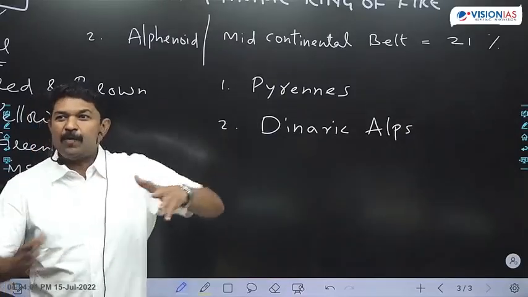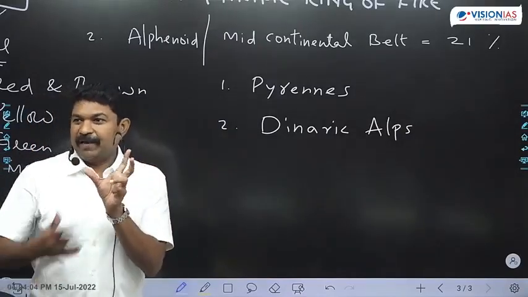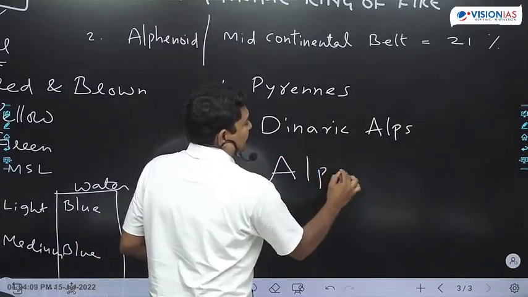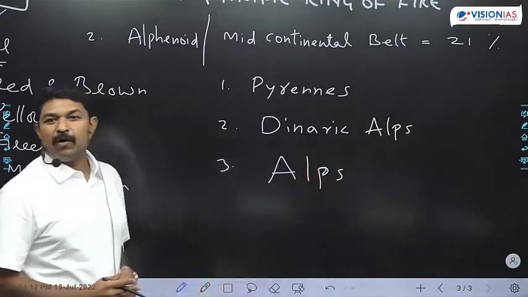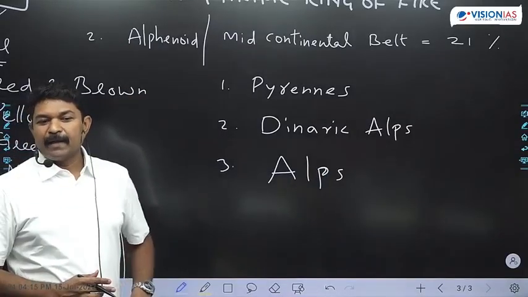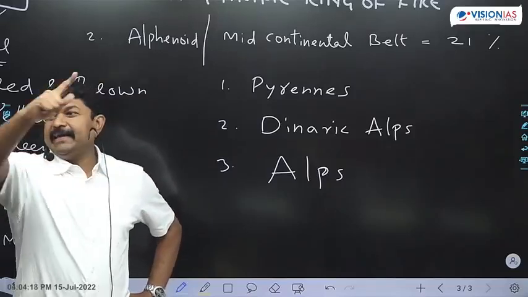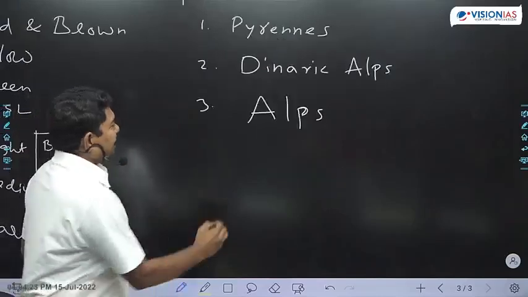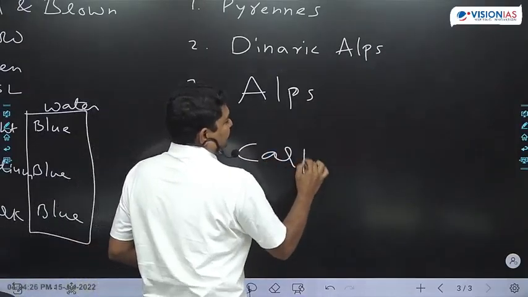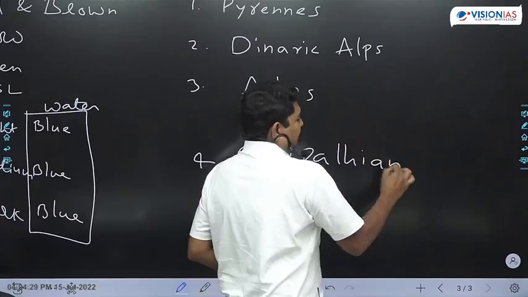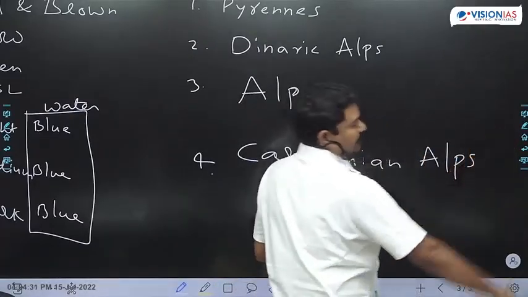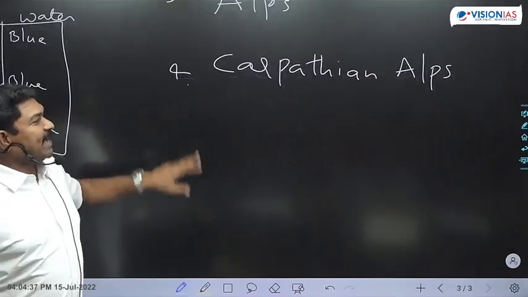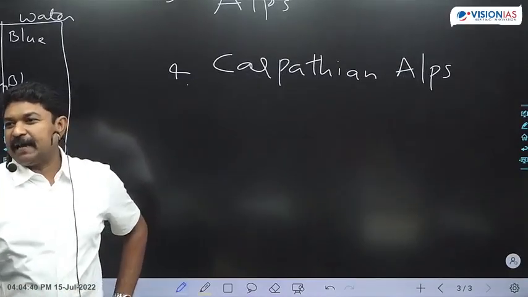You need to keep on moving from east to west. Whatever the name I am giving, you keep on moving. Dinaric Alps. Then Alps, in France, Switzerland, Austria and all these areas. It is given as A, L, P, S, all capital letters. Then Carpathian Alps. They are called the Carpathian Alps. Again it is given in an arc-like structure.